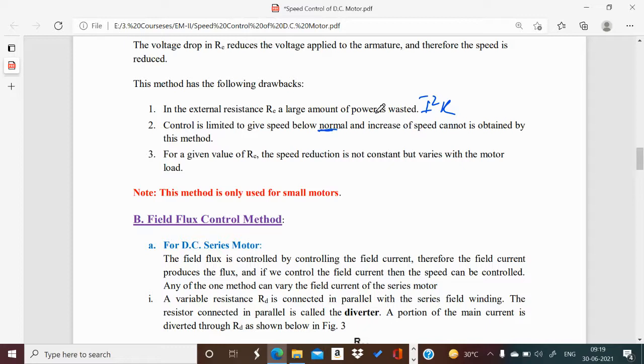Next will be field flux control. That means we have to control the flux. We know that flux is N into I, the field current. If we change this field current, we can play with flux. Change in field current corresponds to the change in flux.